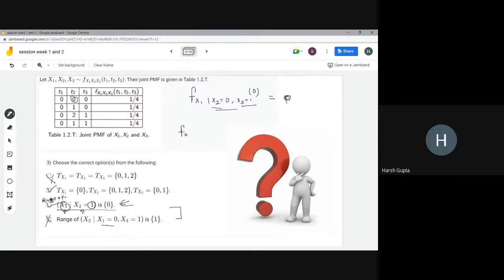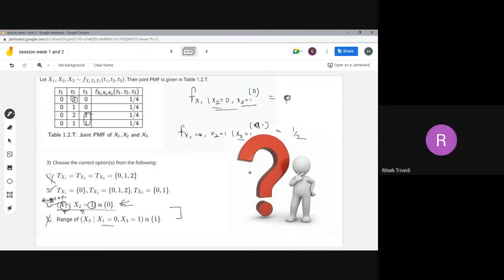I will write the question. X1 is 0, X2 is 1, given X3 is 1. Now we have to check the probability for this. Basically, we can also write here X1, 0, 1. Check. So the probability is 1. Just make the constraint, X3 is 1. It's 1 by 2. Everyone is convinced with the 1 by 2 answer?